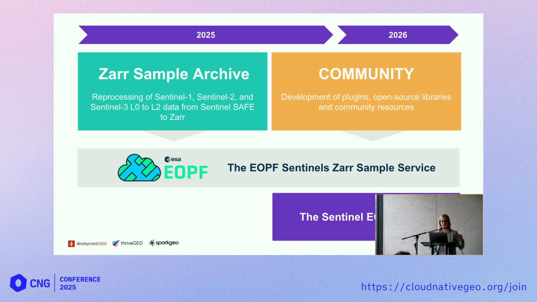If you go to the website, I will link it at the end. They also have a set of webinars regularly each month where they inform you about the state of the sample archive, what data is available, but also the community resources they develop. And then additionally, an initiative or activity just started some weeks ago, the Sentinel EOPF Toolkit. And this is what I will now focus on.